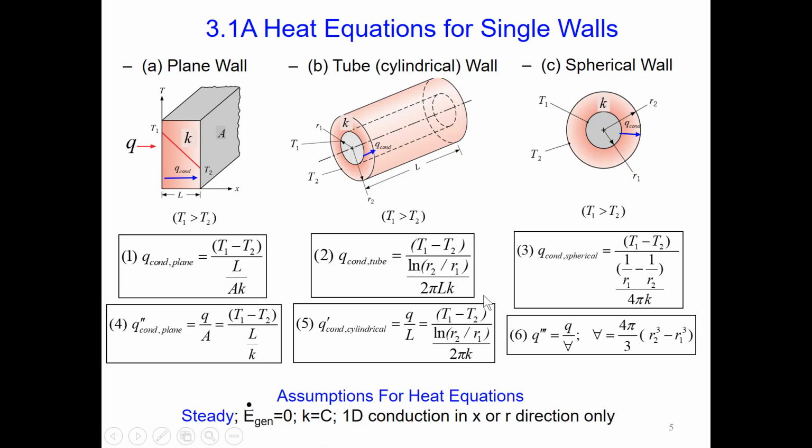Finally, all these equations are only valid under the condition that the system is steady, there is no energy generation within the wall, thermal conductivity K is constant, and the conduction heat flow only occurs along the x direction or the r direction.